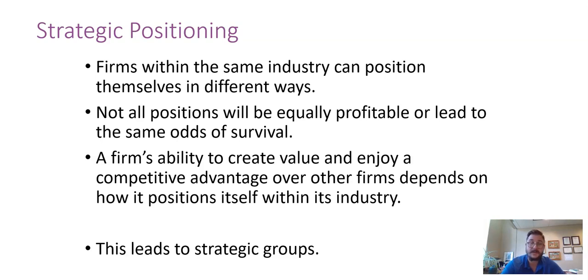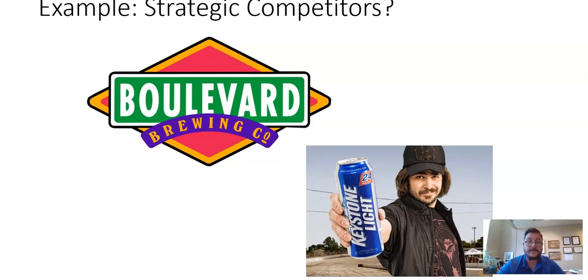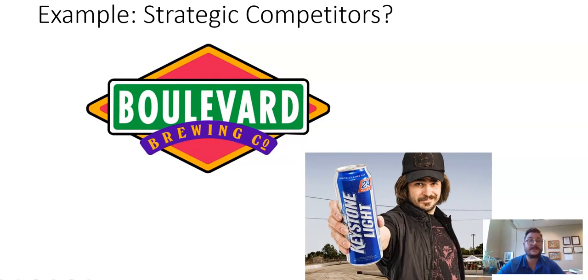You should be thinking the three firms that Professor Wagner chose, that's my strategic group. Let's look at some basics. Is Keith Stone immediately competing with Boulevard? Yes, they both are producing beer. But there's something different about them. Okay, we know that this is a different audience.